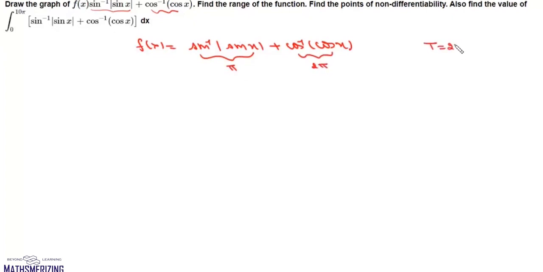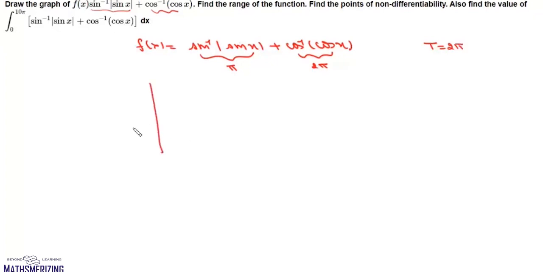Now we are given this function f(x), which is sin inverse of mod sin x plus cos inverse of cos x. Now the period for this function is pi and the fundamental period for this second function is 2 pi. So this function f(x) is periodic with the period 2 pi. Now what we'll do is write the definition of f(x) between 0 to 2 pi, we'll draw its graph and then we'll generalize the function.